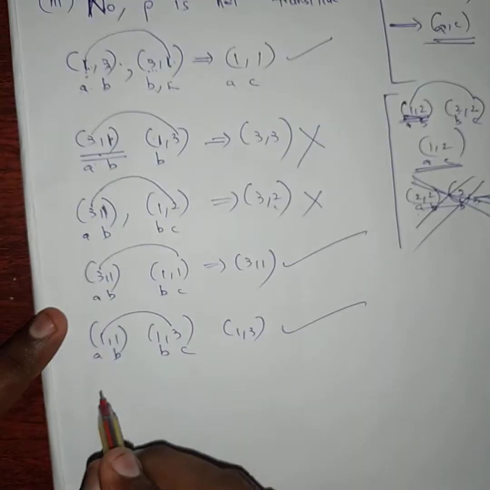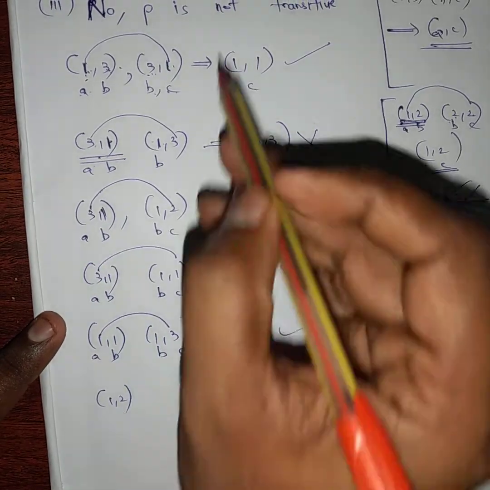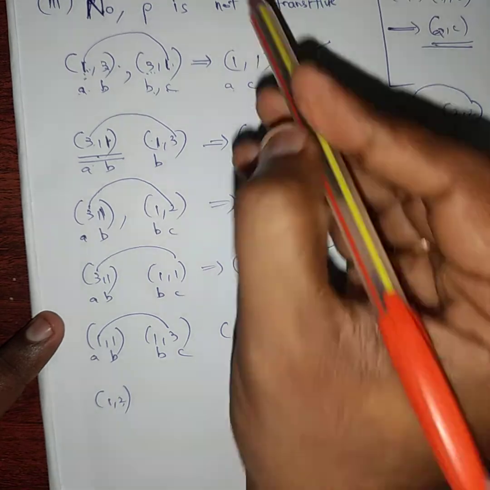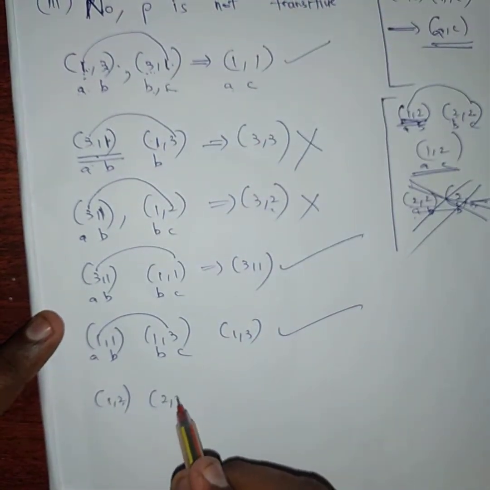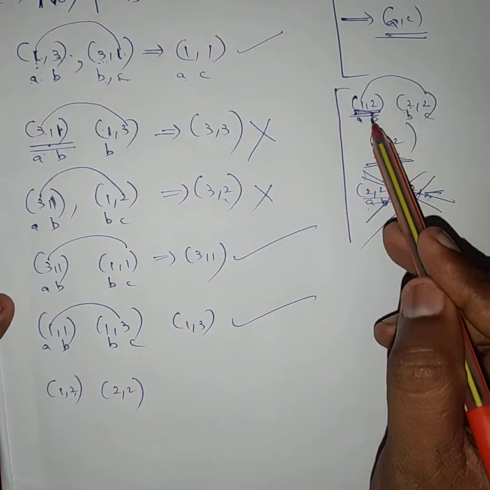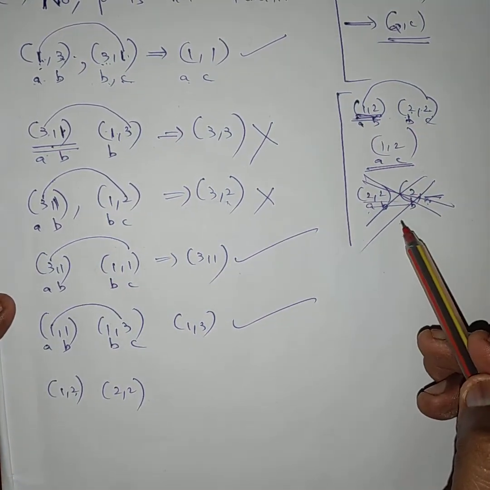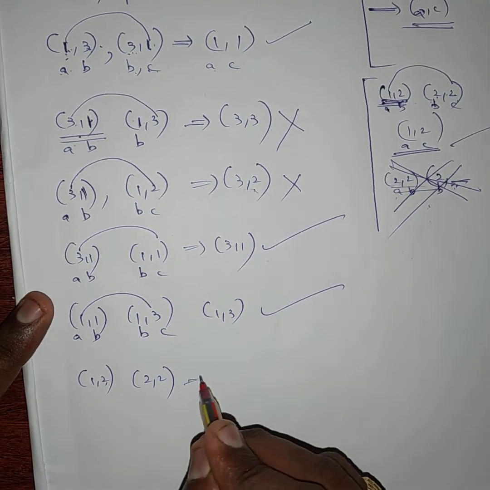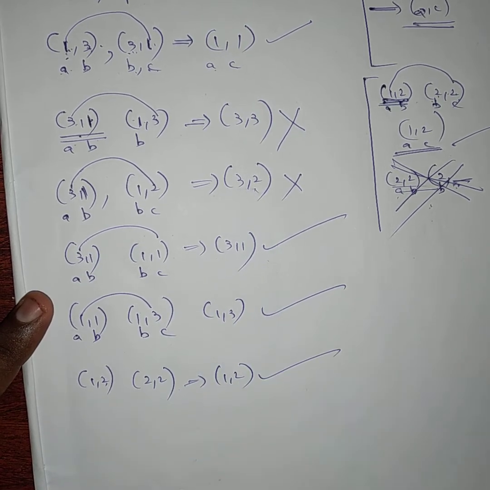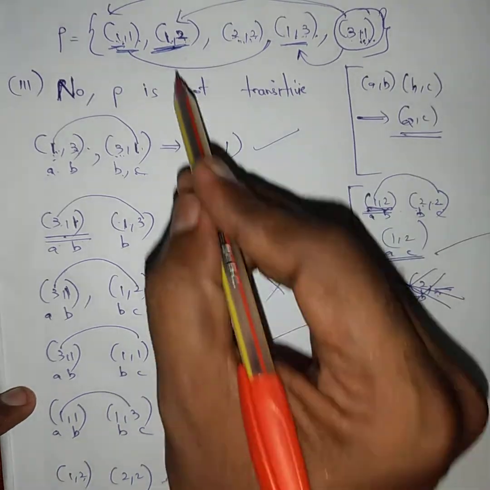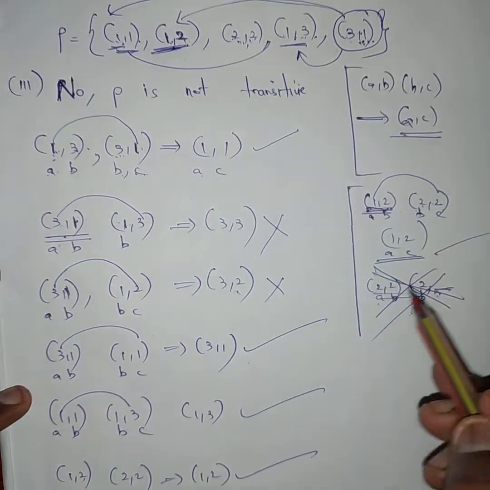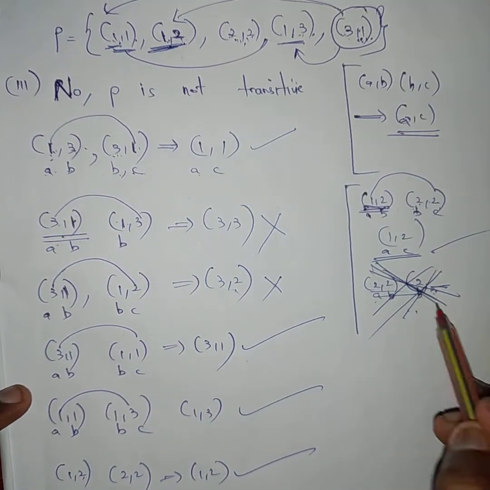If I take 1 comma 2, where does 2 start? I want to start with 2. This 2 does not start here, but here 2 starts, 2 comma 2. Now I showed 1 comma 2 and 2 comma 2. This is also transitive, and the answer is 1 comma 2. Like that we need to check each and every element. After taking 1 comma 2, I want to choose 2 comma 2. 2 comma 2 as B comma C is not possible, so I did not take it.